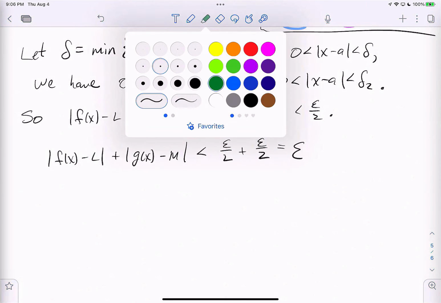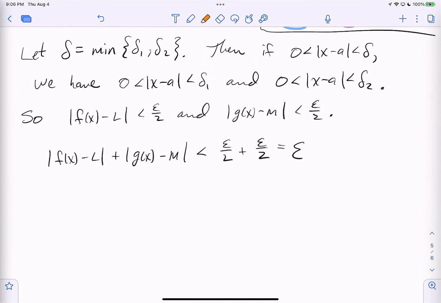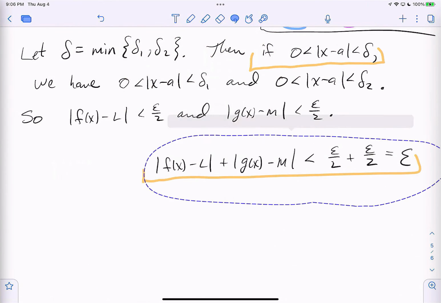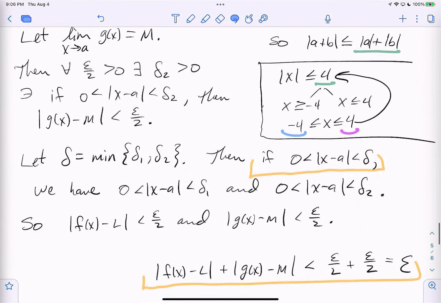Now, the statement that we've been building toward is if x minus a in absolute value is positive and less than delta, then I now have this conclusion that the absolute value of f of x minus L plus the absolute value of g of x minus m is less than epsilon. You see, I'm trying to make a statement that looks like the definition of a limit. Now I'm going to move this over, and we're going to use the triangle inequality.